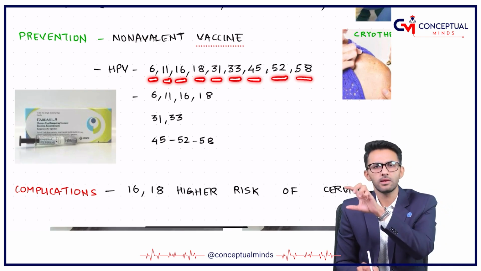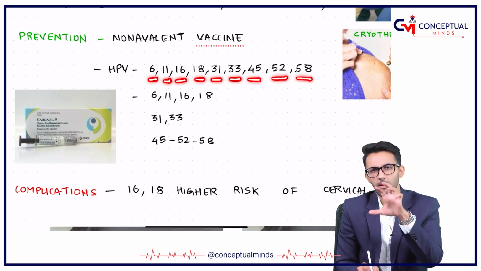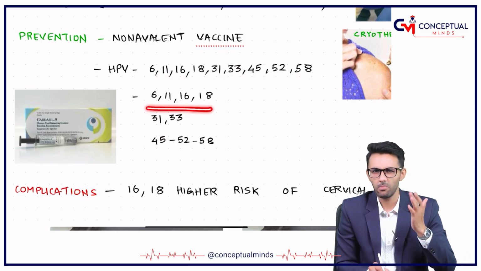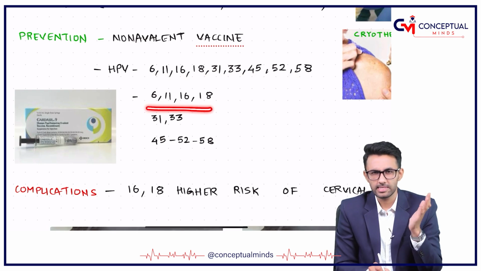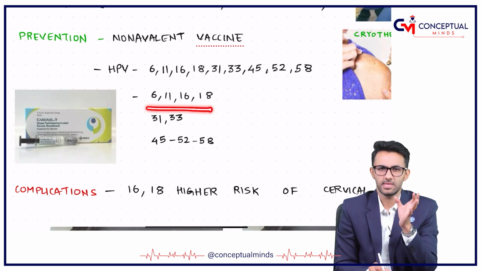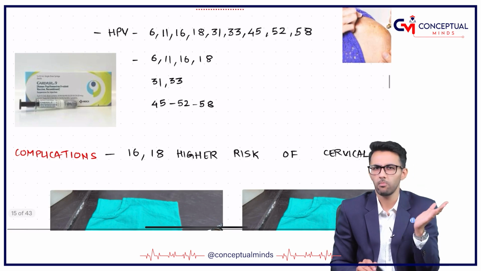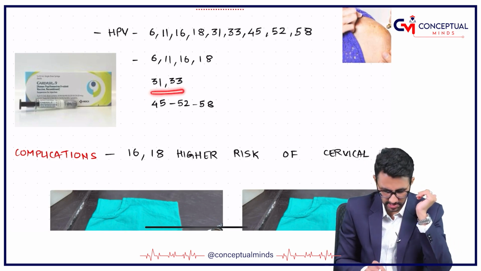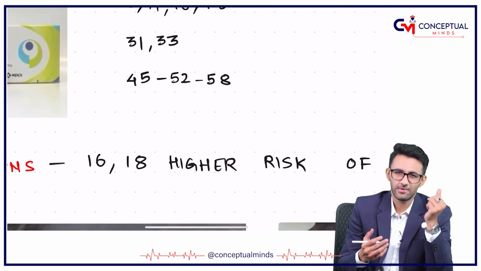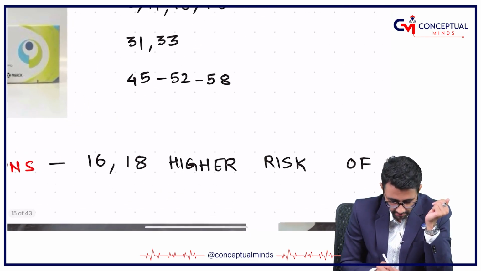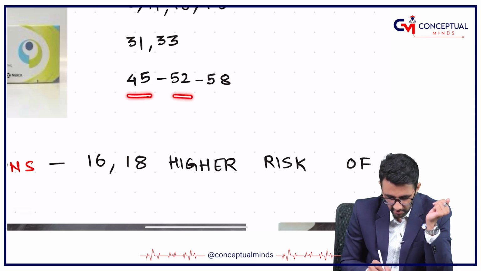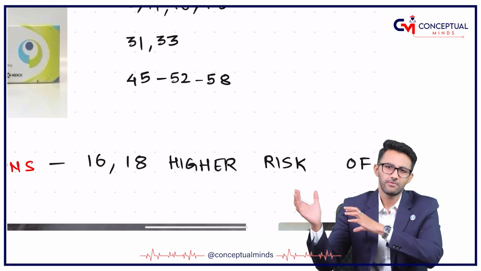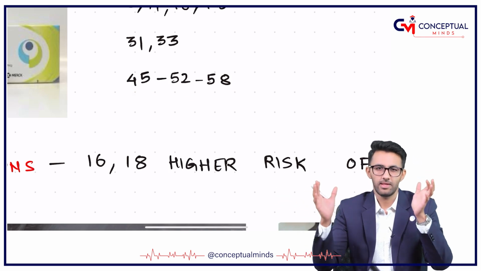This number seems to be very long. So how I remembered it was by 3 layers. First of all, this one is very easy to remember, 6, 11, 16, 18. We have this at the top of our head almost all the time. The second one is 31, 33. The last one, I feel, is a bit confusing, at least for me. How I remembered it was 4, 5, 5, 2, 5, 8. So 4, 5, 5, 2, 5, 8. These were the last 3 serotypes of the nonavalent vaccine.